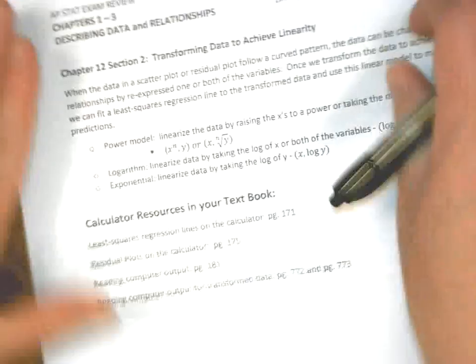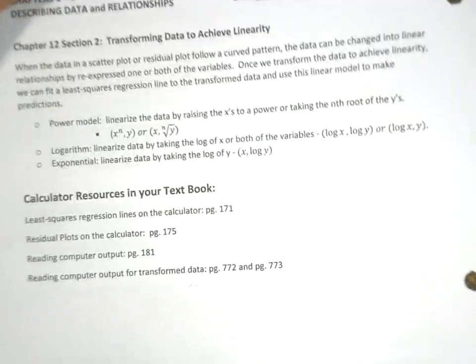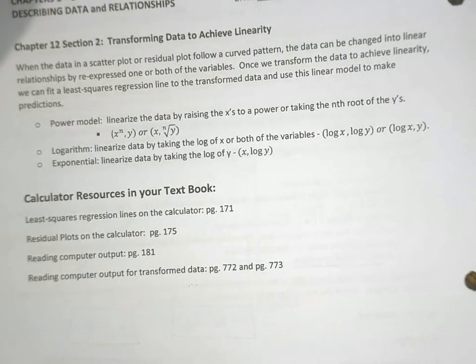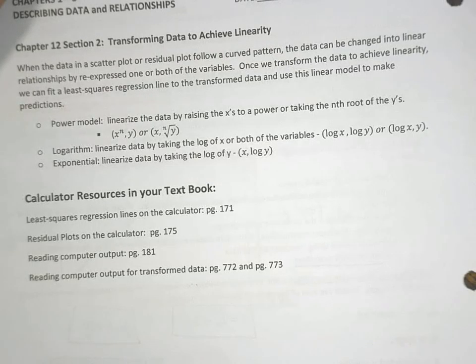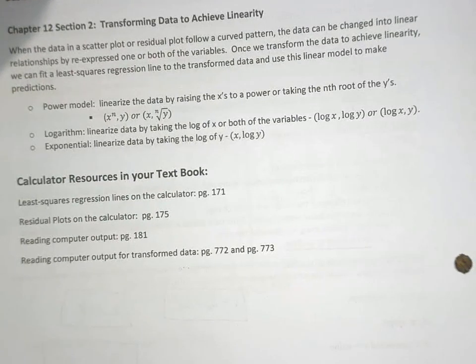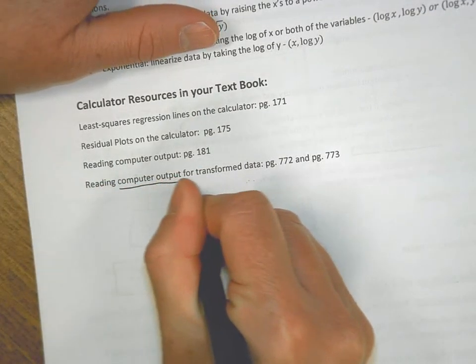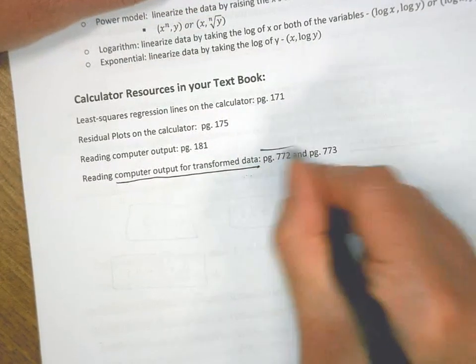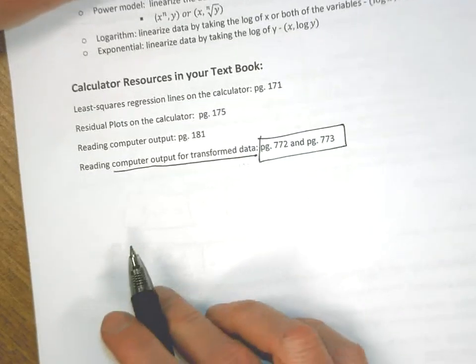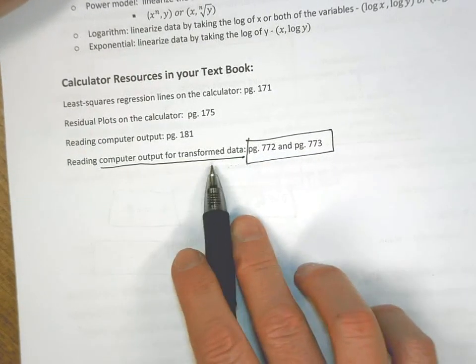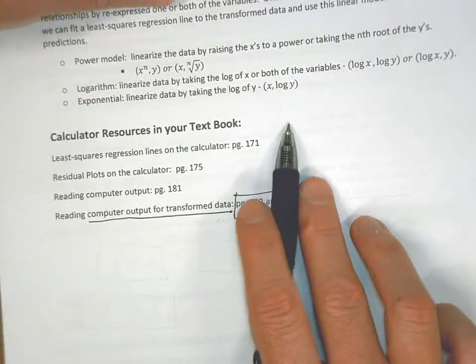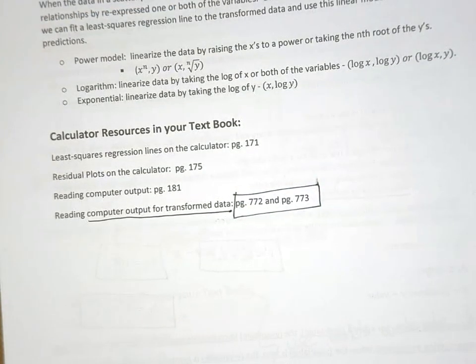Then back here, if your data is nonlinear, things that they may have done, I highly doubt that you'll be asked to linearize data. It takes too much time and there's too many different possible answers that they wouldn't want to grade it. But you could end up seeing it in a computer output situation, so I would definitely look at the 2 pages mentioned here because it shows you what it will look like and how to go about solving with transformed data. Okay, that's all for now.